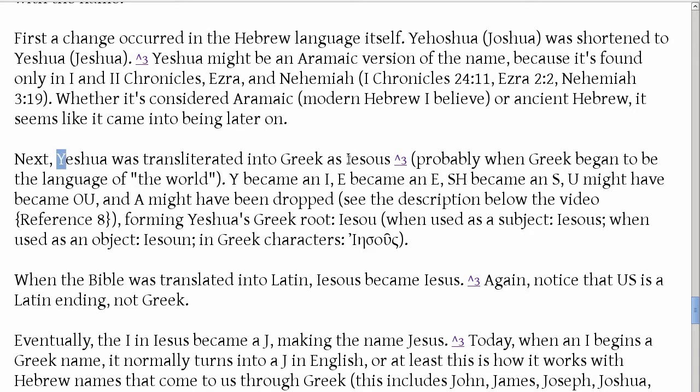So Y became an I, E became an E. The SH in Hebrew is one letter, and that became the letter S because there is no SH letter sound in Greek. It's just S. The U might have become the OU, and that makes up the root Iesu. The A might have been dropped.